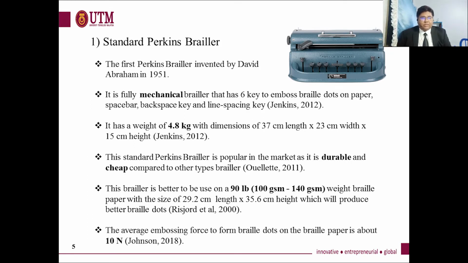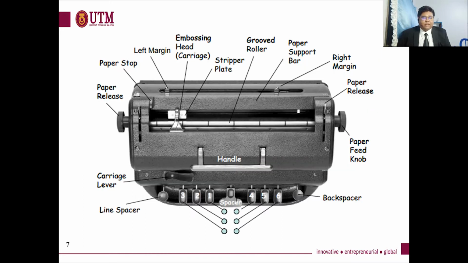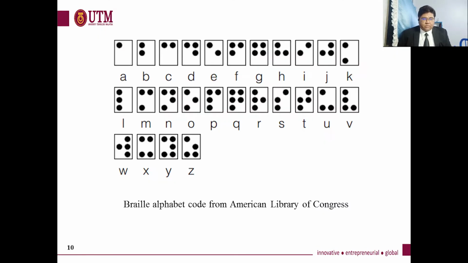The Standard Perkins Brailler is the first Perkins Brailler, invented by David Abraham in 1951. It weighs about 4.8 kg. It is a fully mechanical brailler that has 6 keys to emboss the braille. It is durable and cheap, thus making it popular in the market. And this is the braille dot formation specification from the American Library of Congress. This is the Braille alphabet code from the American Library of Congress.